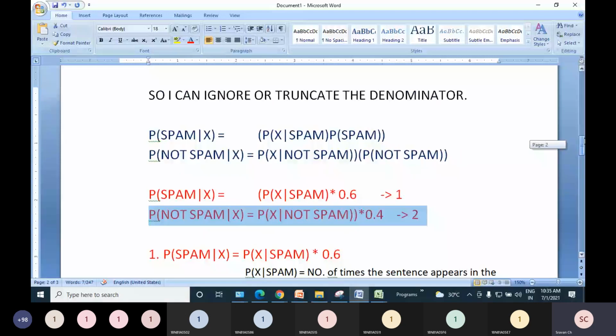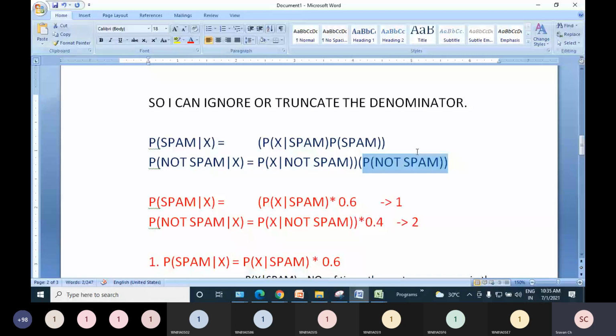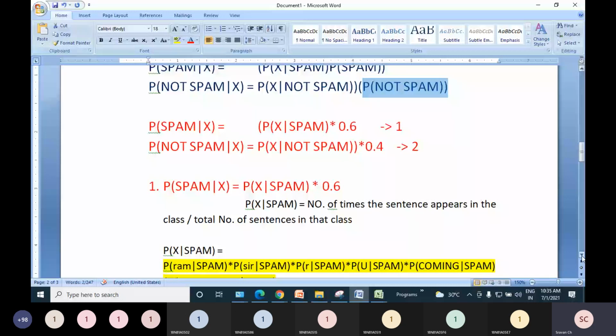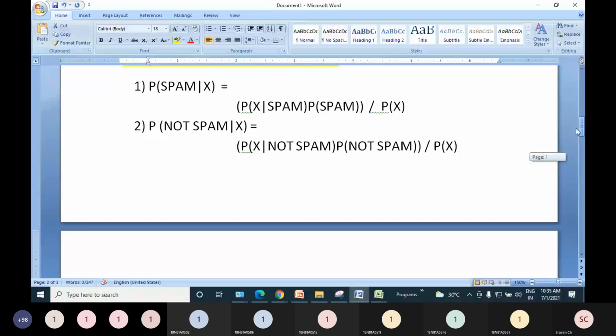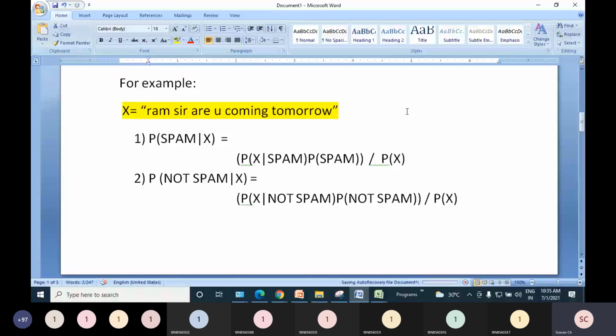3 by 5, 2 by 5. Fine. So this is how you finally conclude whether that given message or email content, which was this one, "Ram sir, are you coming tomorrow?", is a spam message or not spam message, right?